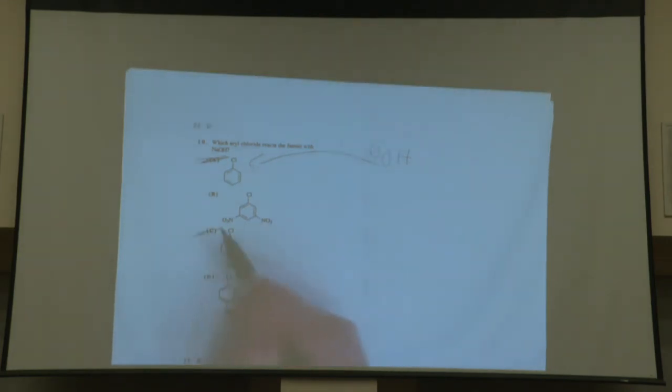So we can cross this one out automatically because it has no NO2, and we can cross this one out automatically because it only has one.